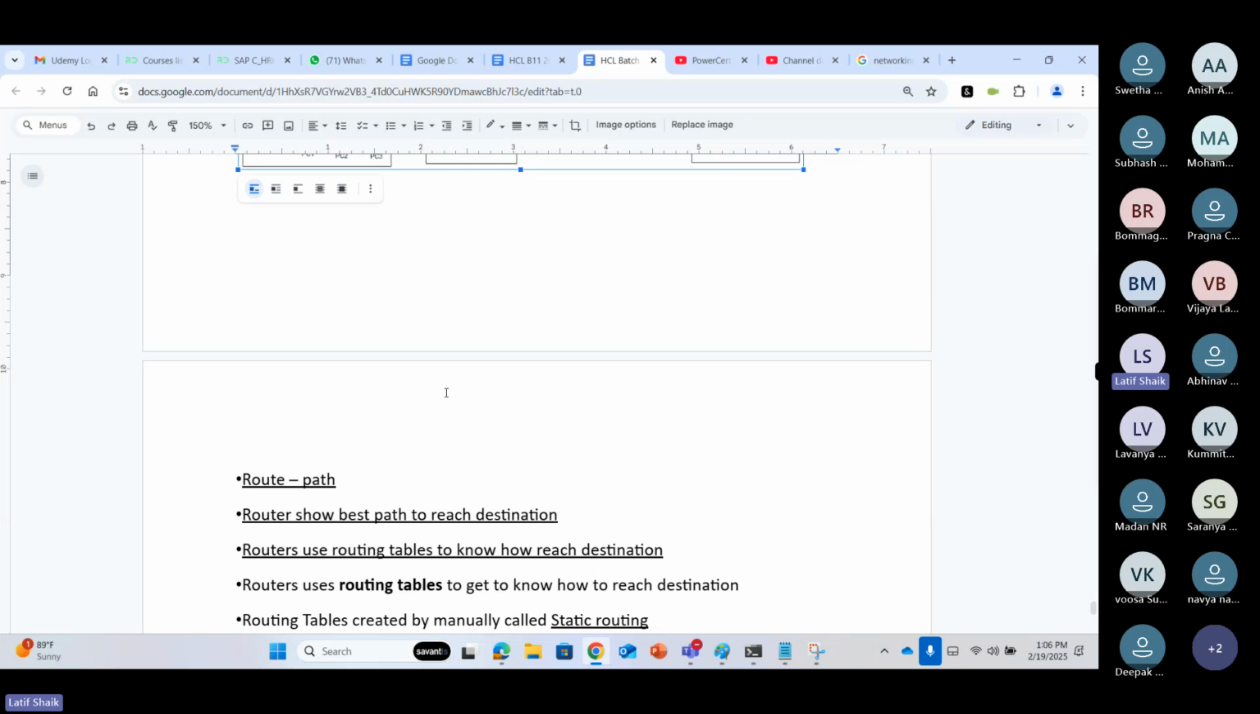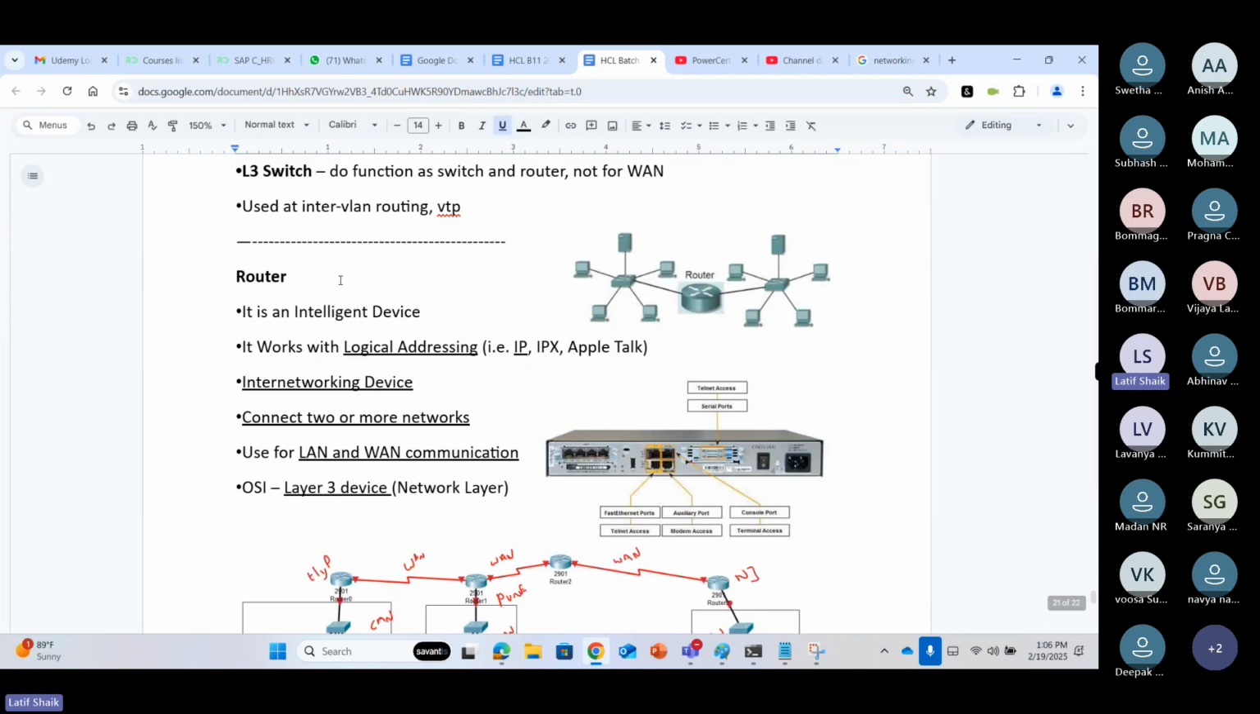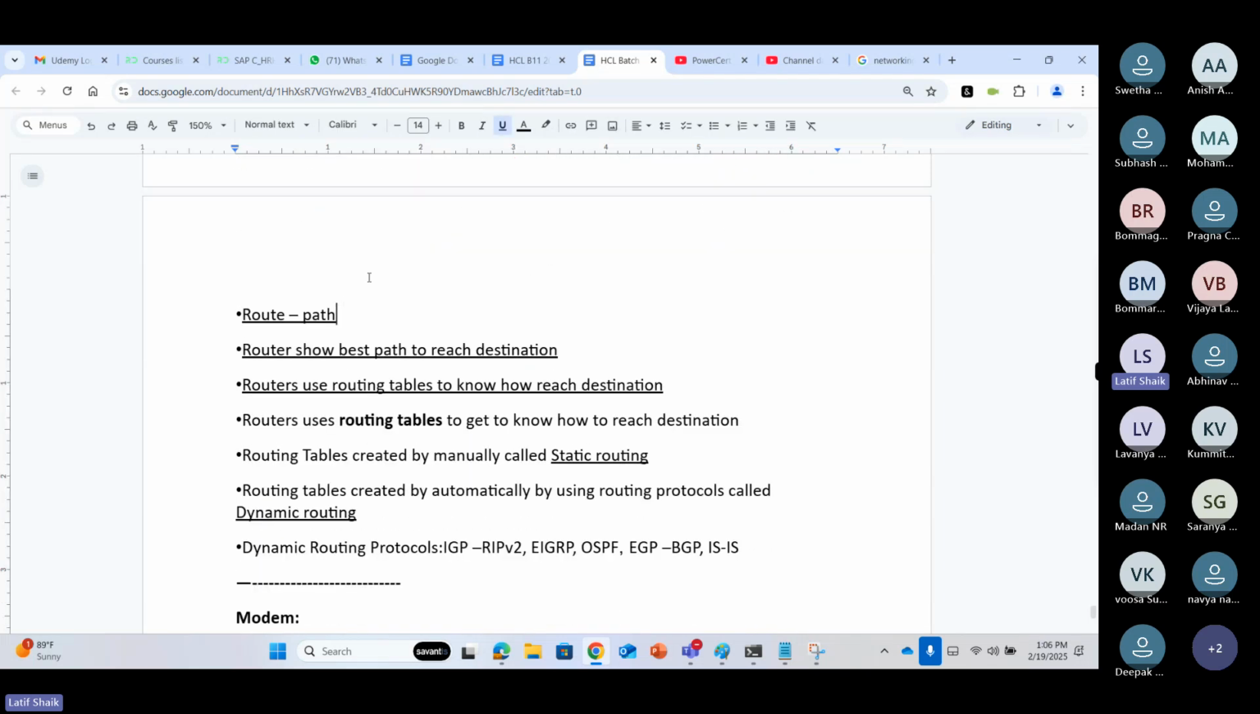Okay. Next. What is a router? Route actually means path. A router shows the best path to reach the destination. A router uses a routing table to know how to reach the destination. Okay. The router will tell how to reach the destination, but how will it tell? Based on its routing tables.